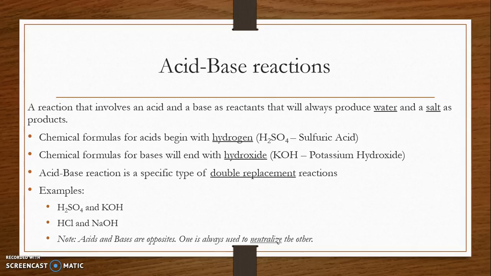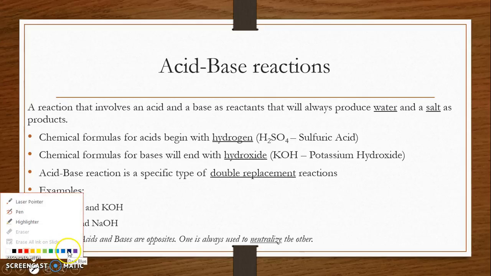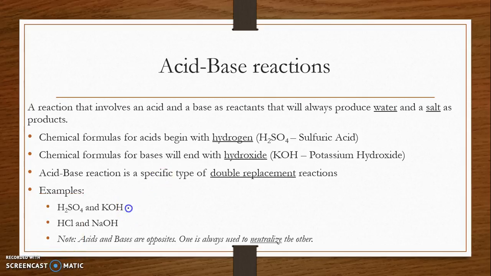Okay, acid-base reactions are a specific type of double replacement reaction, and examples of these would be, now I don't have my pen with me, so I'm writing with my mouse, so if it looks really funny, I'm sorry. All right, H2SO4 will combine together to form, guess what? The hydrogen attaches itself to the OH, which gives us HOH or H2O, right?